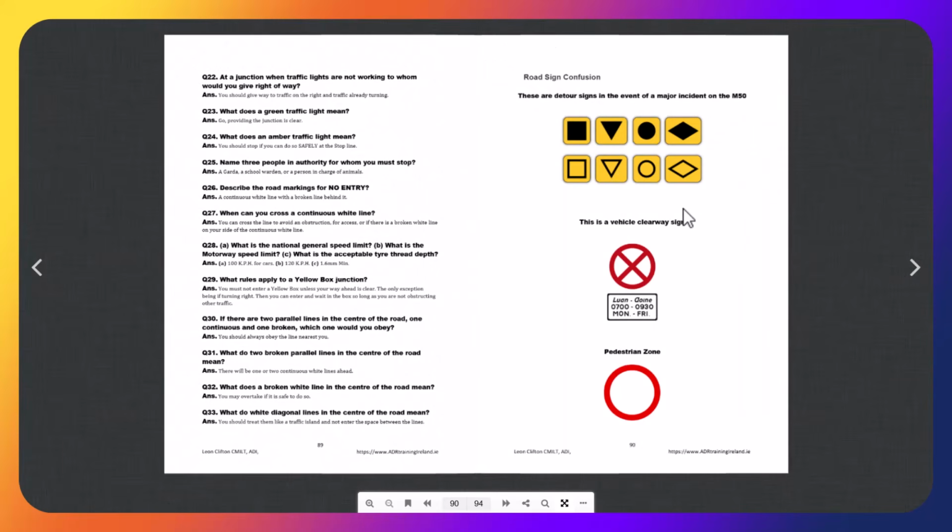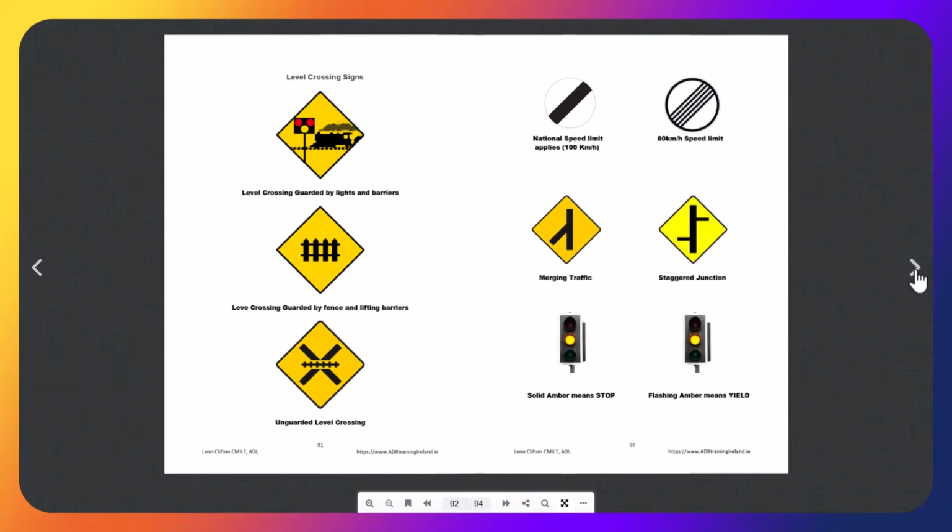And then in the back I put some of the signs that trick people up. These are the diversion signs you get on the M50. That is a clearway, means no parking. A lot of people get these two signs mixed up. That is a clearway, no parking. This means it's a pedestrian zone, no cars. These are your level crossing signs, guarded by lights and barriers, even though there's no barrier in the picture. That is just a picture of a fence. That's a level crossing guarded by fences and lifting barriers, and that's a level crossing guarded by nothing.